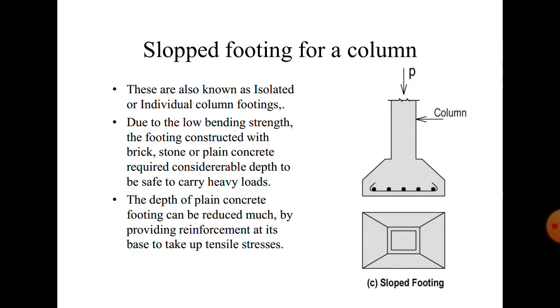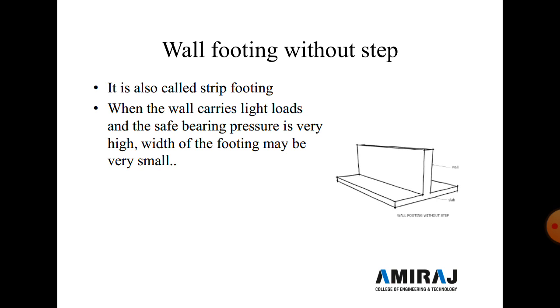Now next is a slope footing for a column. These are also known as isolated or individual column footings. They have a projection in the concrete base, and due to low bending strength, footings constructed with brick, stone, or plain concrete require considerable depth to be safe to carry a heavy load. The depth of the plain concrete footing may be reduced much by providing reinforcement in its base to take up the tensile stress.